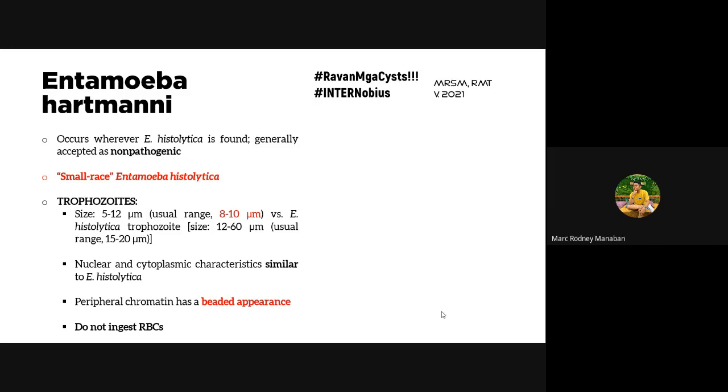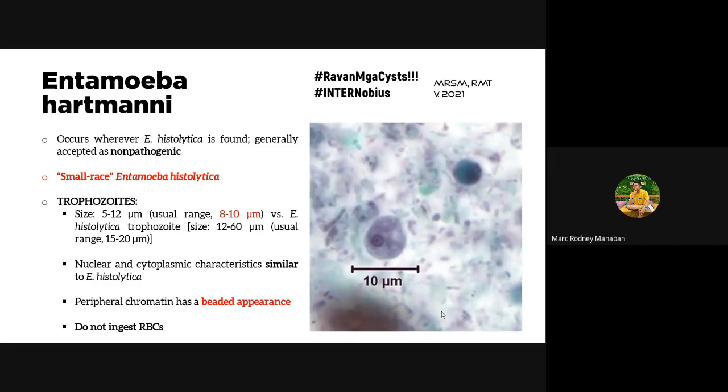Again, this is the small race of E. hist. So here's a picture of the trophozoite. As you can see, by looking at it, it has the same appearance as the trophozoite of your E. histolytica based on nuclear and cytoplasmic characteristics. In the nucleus, you have a central karyosome, a spherical nucleus, and even chromatin. And the cytoplasm is also quite even, finely granular. But again, the difference is the size. As you can see, 10 micrometers, so it's smaller. So that is Entamoeba hartmanni. We base it on size, so size matters for Entamoeba hartmanni.